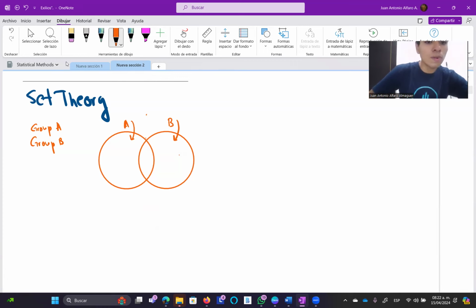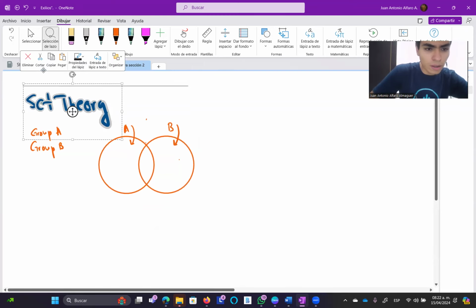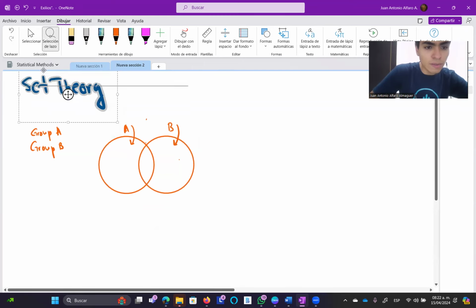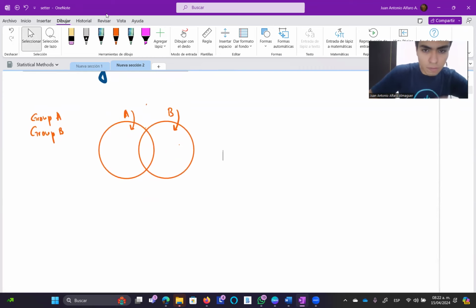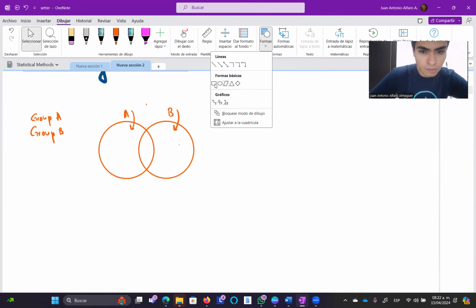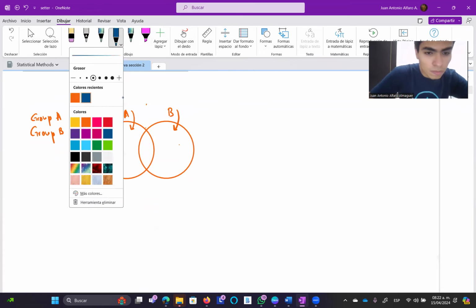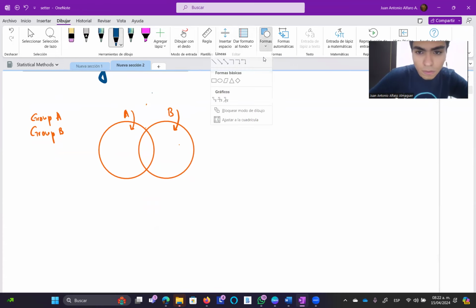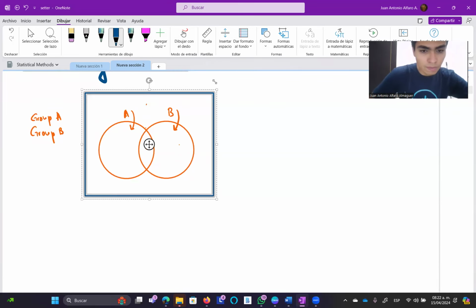Okay, but all of those groups are immersed in something that we call the universe. So the universe is everything that is outside of these groups. So let me draw this shape. We will have something like this.